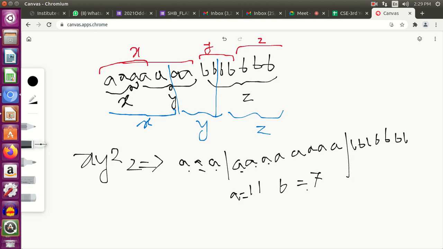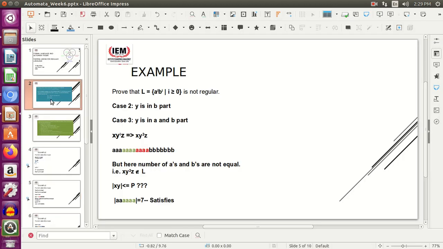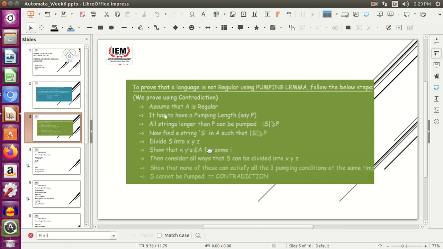So the number of a's and the number of b's are not equal, which tells us that x y raised to the power 2z is not a part of the language L. So the first portion is done.